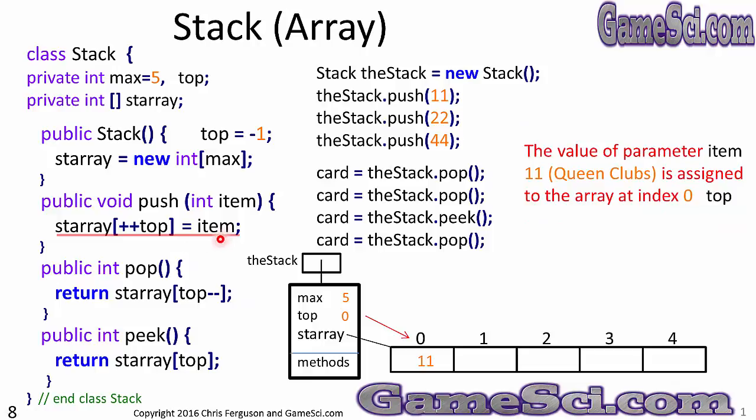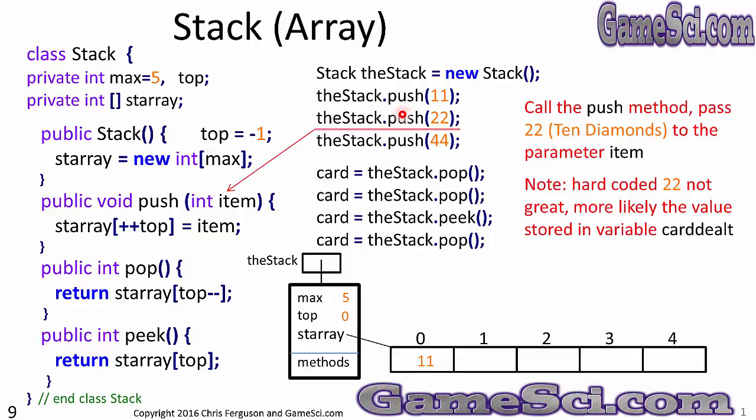Then I'll assign item to position 0. So the value of the parameter item, the 11 that was originally passed, which again represents the queen of clubs, is assigned to the array index 0. You can see that top determines 11 goes in position 0 of the array. It's important that you understand that the prefix plus plus top happens before top changes to 0, and then item is assigned to position or index 0 of the array.